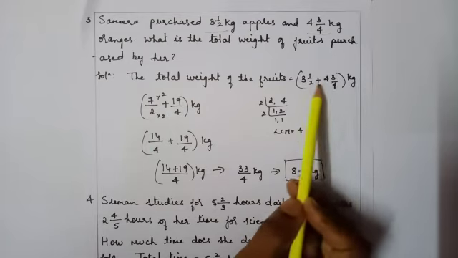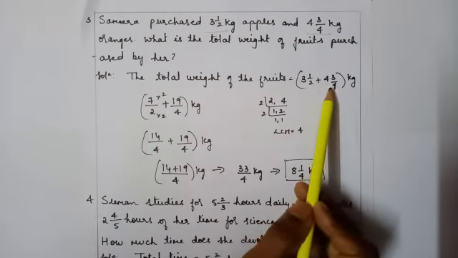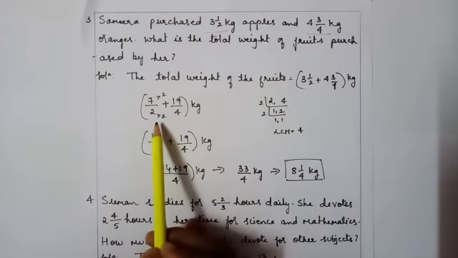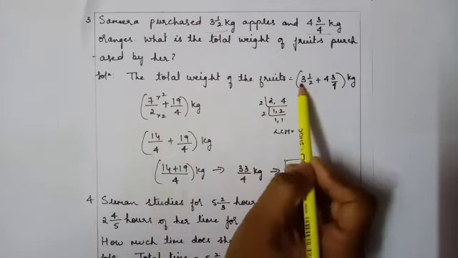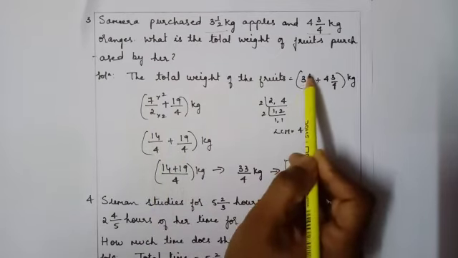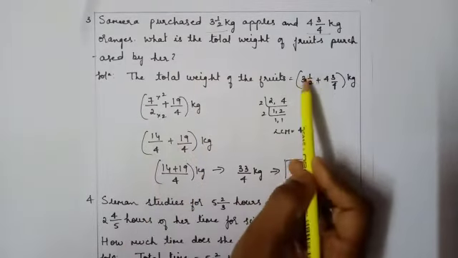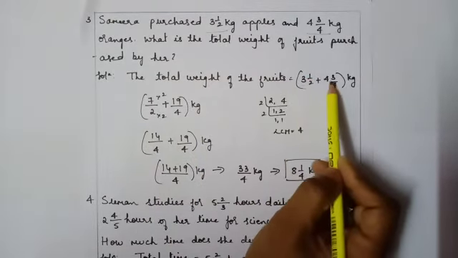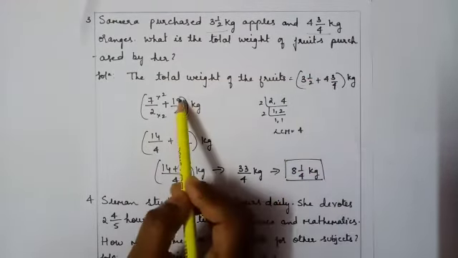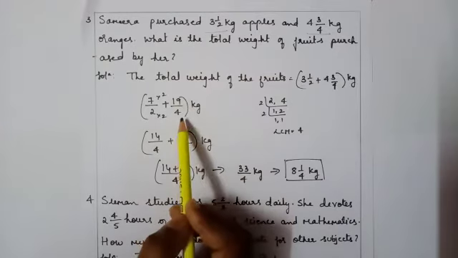Both the fractions are in the mixed form. So first you are supposed to convert them to improper fractions. So that is 2 3s are 6 plus 1, 7 by 2. Next, 4 4s are 16 plus 3, 19 by 4 kgs.